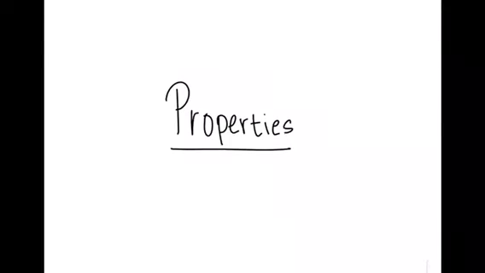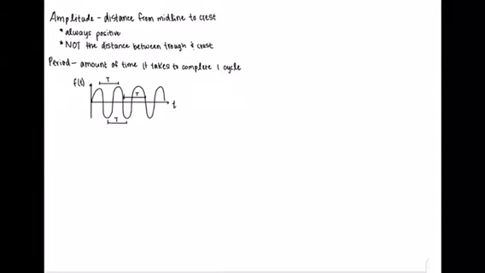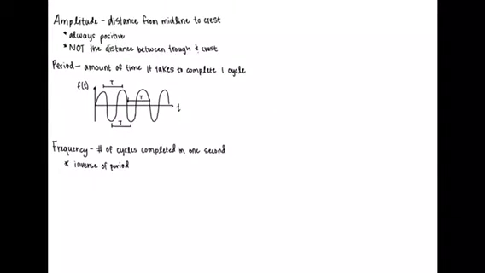Now let's look at these properties in more depth. So we said the amplitude is the distance from the midline to the crest. This number is always going to be positive, and again, it's not the distance from trough to crest, it's just midline to crest. The period is the amount of time it takes to complete one cycle, so again, if the wave is graphed as a function of time, then the period is the length between any two equal points.